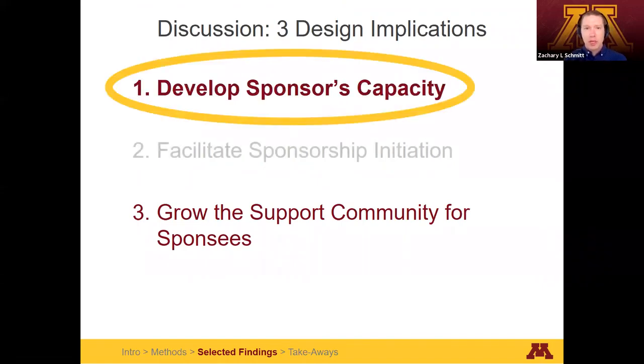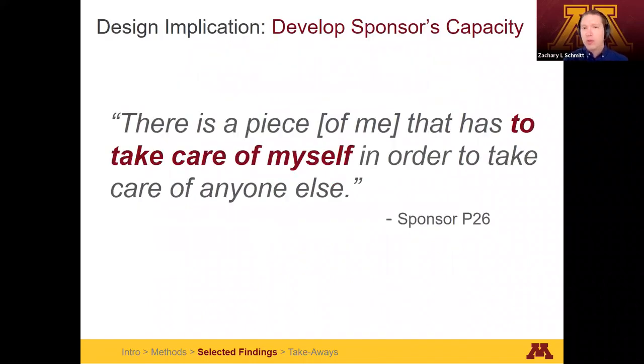In our first implication, we cover how to design technology to develop a sponsor's capacity to meaningfully support multiple sponsees while also maintaining time for their own personal self-care. As we saw in previous interview themes, sponsors often set relationship boundaries to enable themselves to carve out time for their own recovery. These boundaries are necessary because of the extremely heavy load placed upon sponsors.